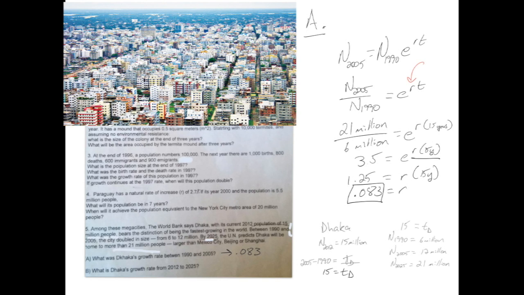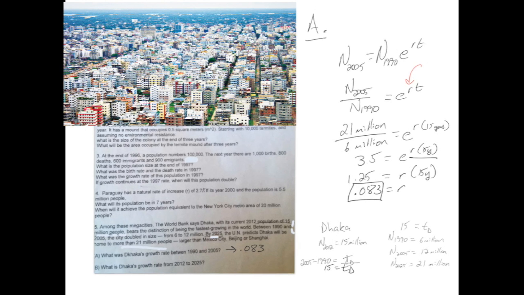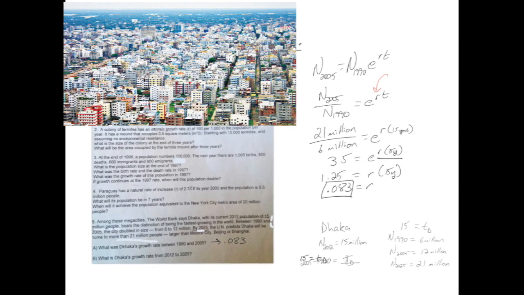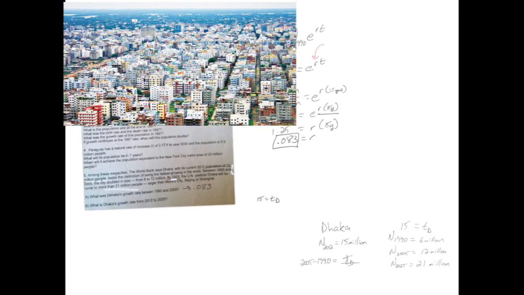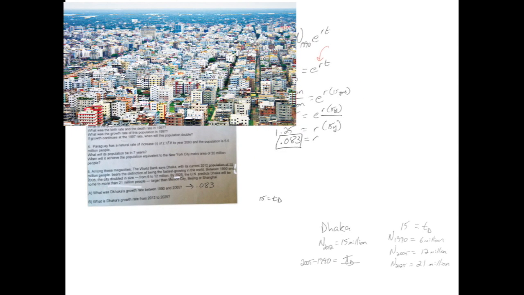Now what is Dhaka's growth rate from 2012 to 2025? Now they're asking you to take this information that's more an estimate than anything else and make some calculations with it. So now for B, you have to take your 2012 and 2025 data. And you look at 2012, where is that data? That data is here, 2012. And your 2025 is here.